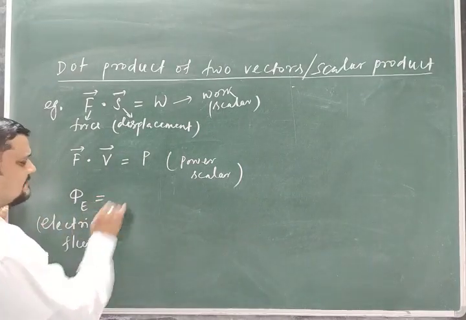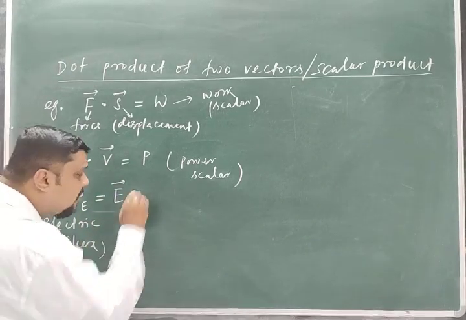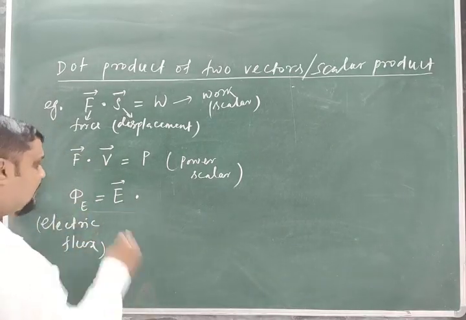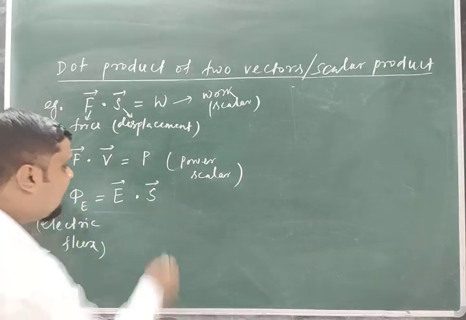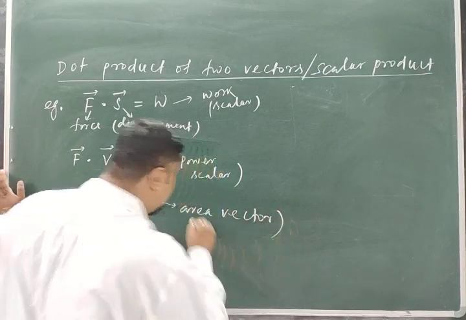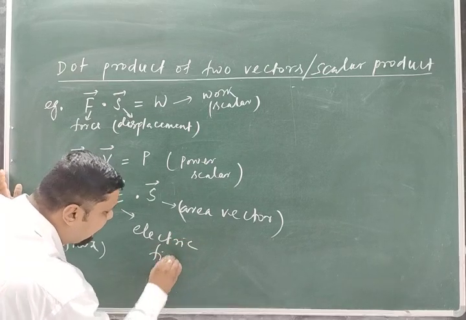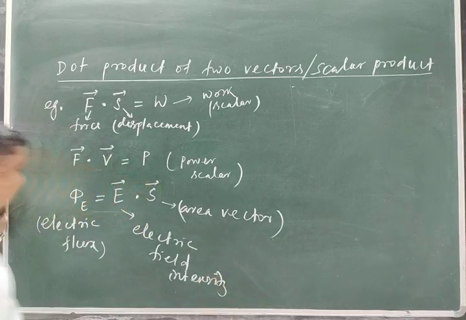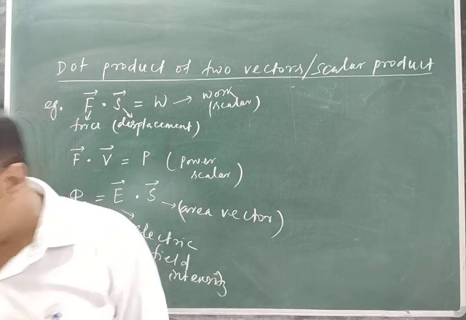So this electric flux is the dot product of the electric field intensity and the area vector. We will discuss these things in a later section. Remember, area is a vector, this is the area vector, and this is the electric field intensity. So this is the electric flux. The dot product of two vectors is a scalar. So that is my point.